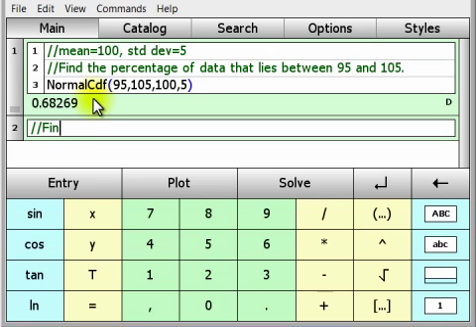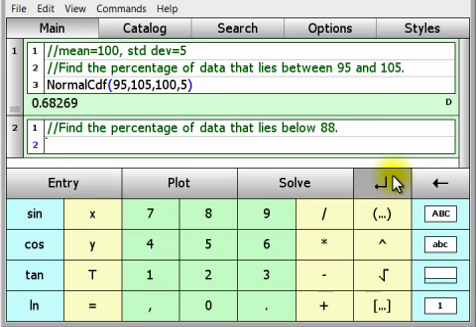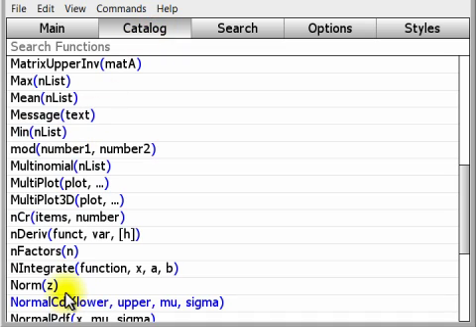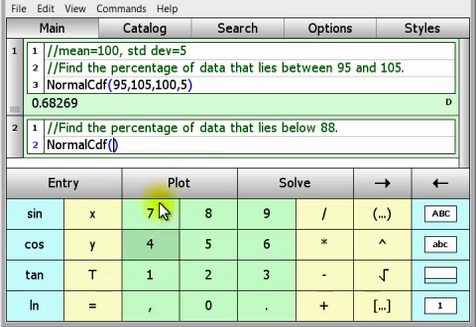In this calculation, I want us to find the percentage of data that lies below 88. All right, we can do the exact same thing we just got through doing, except there's a little bit of a twist here. Go ahead and select your NormalCDF command. The twist is I want to know what lies below 88, meaning I don't really have a lower bound. So what's the first thing that we need to enter?